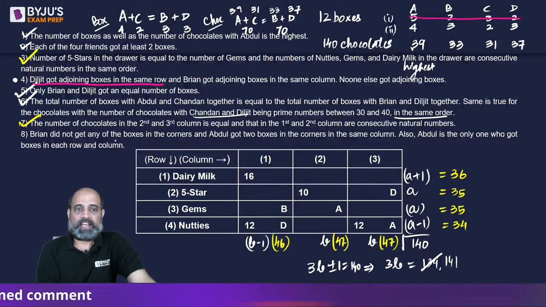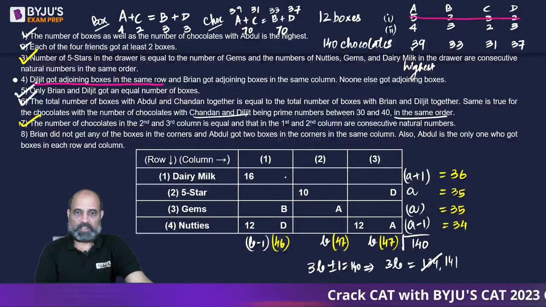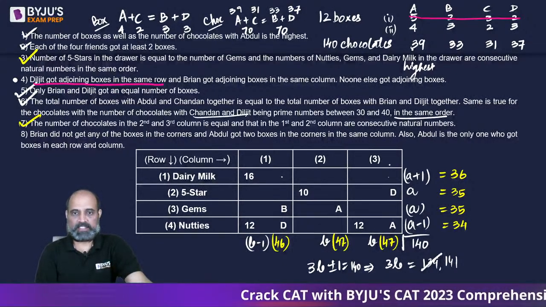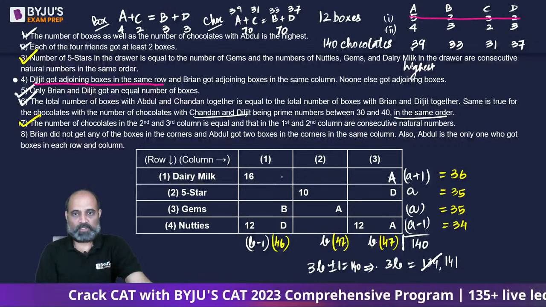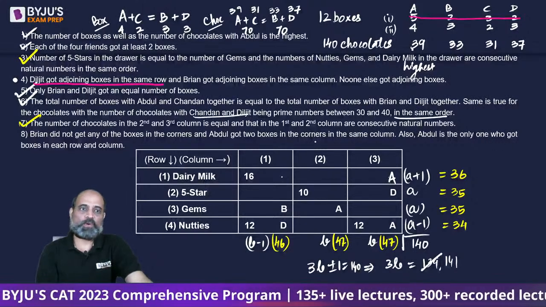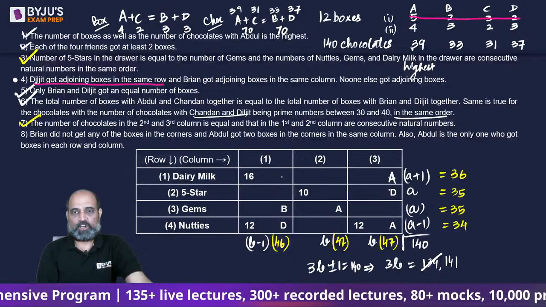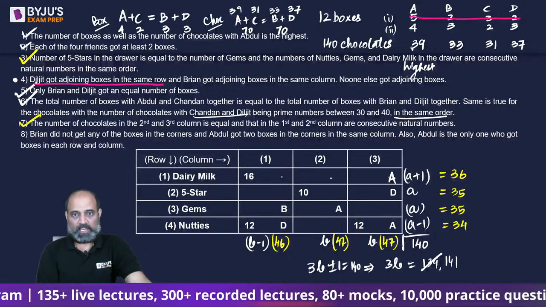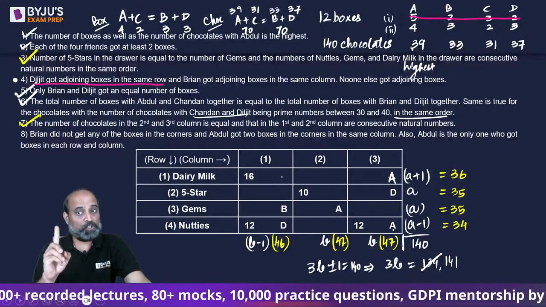Right. Brian did not get any of the boxes in the corners, and Abdul got 2 boxes in the corners in the same column. See, it should be on the corners, same column, right? So this is the only place we can put Abdul. So A will go there. Okay. Also, Abdul is the only one who got boxes in each row and each column. So in the second column and third column, we have Abdul. In the first row, third row and fourth row, we have Abdul. We need to put one more A.